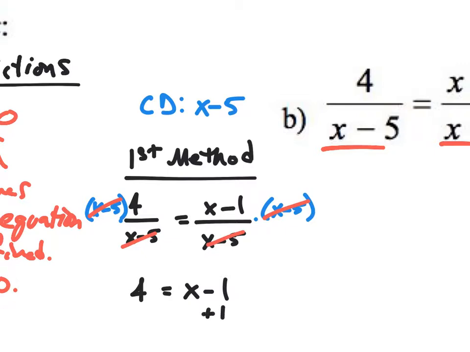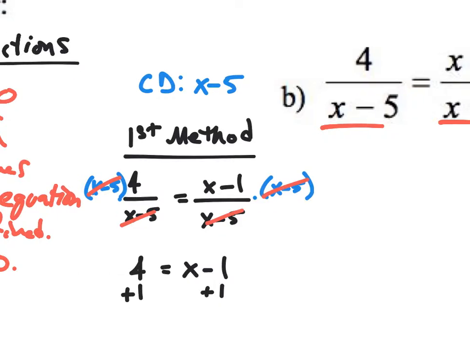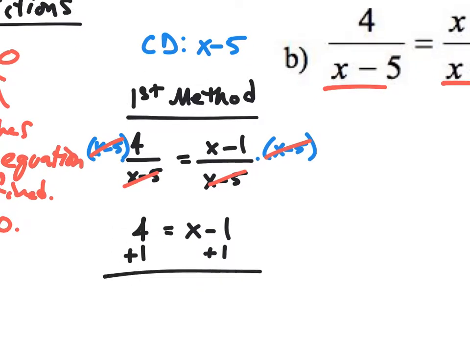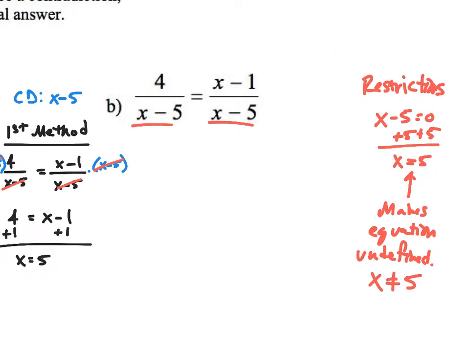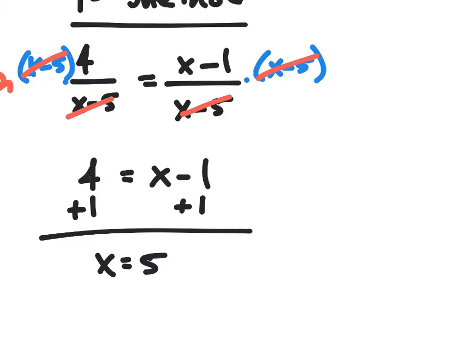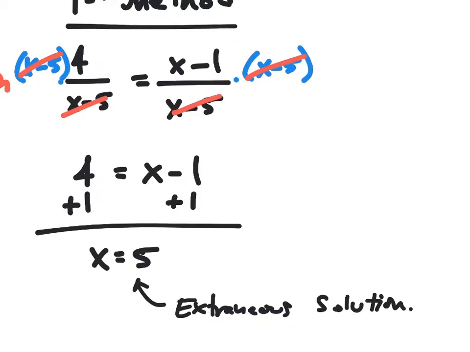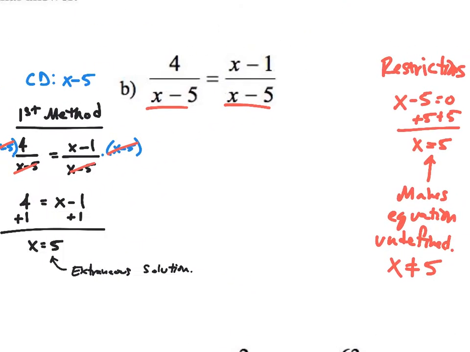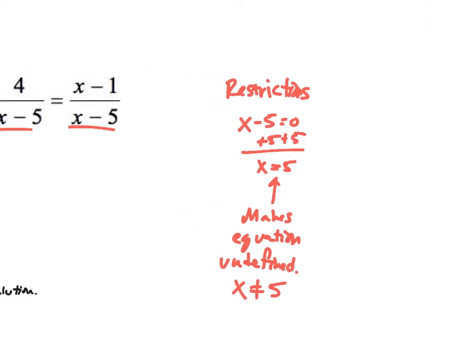Now if I just add 1 to both sides, what are we going to get? We're going to get that x is equal to 5. And remember though, x cannot equal 5. So what I have here is what we call an extraneous solution. The reason it's called extraneous is because we got it algebraically, but it doesn't actually work with what we have.